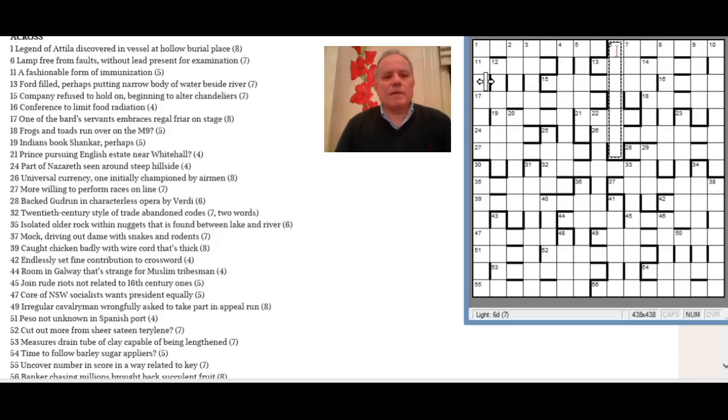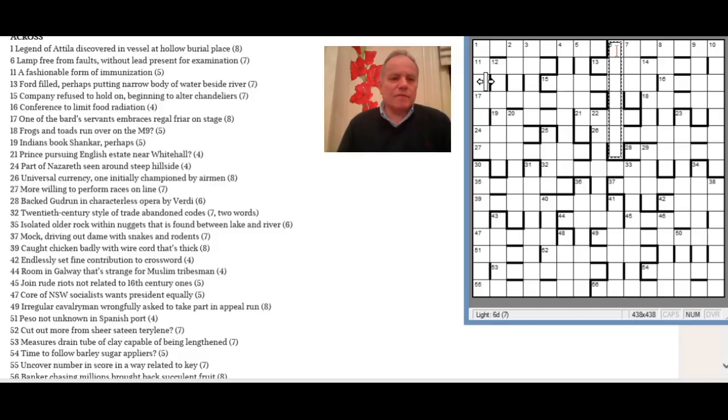So, company refused to hold on, beginning to alter. Now, the preamble didn't say that when two definitions are swapped, that they'll be of the same length. So the definitions could be two of any length clues, really.